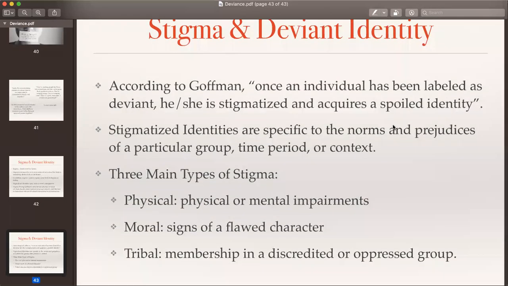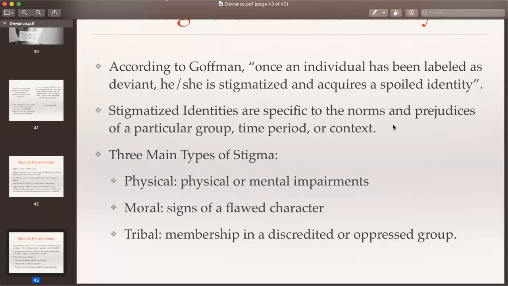And what we want to understand is that stigmatized identities are specific to whatever norms and prejudices that a particular group, a particular society, a particular time period is promoting. You may have three of the most common forms of stigma: physical or mental impairments. Right? Having some type of disability may be a stigma, depending on who's doing the interpretation. Moral stigmas, signs of flawed character, adulterers, right, who cheat on their significant others, who are unfaithful, they may hold that stigma among a close group of friends or among their social circles. And then a tribal stigma, right, membership in a discredited or an oppressed group that can limit life opportunities.